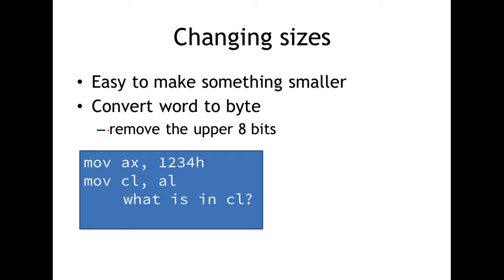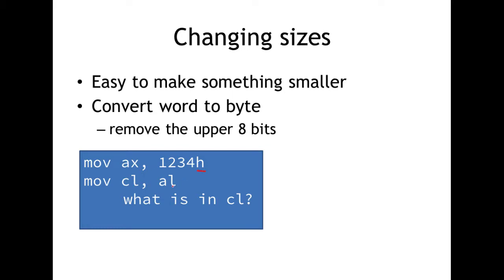When we move the data around, we just lose some of the values, some of those bits. You can see here that we're going to move this value, 1, 2, 3, 4 in hex. This lowercase h indicates that it's a numeric value represented in hexadecimal. We can move that into AX, and that's 16 bits. Then the next instruction takes the lower 8 bits and moves them into CL.